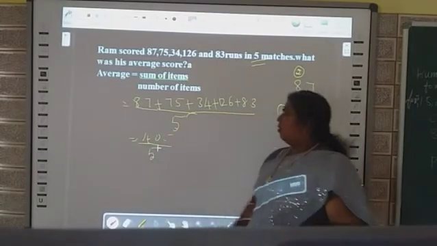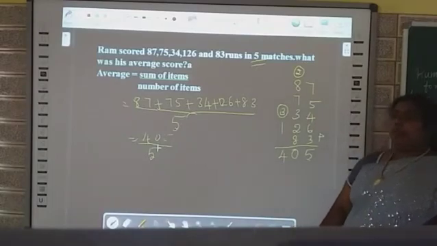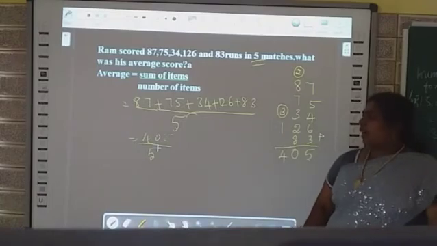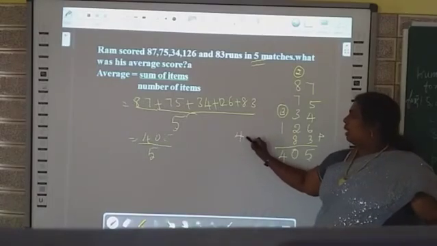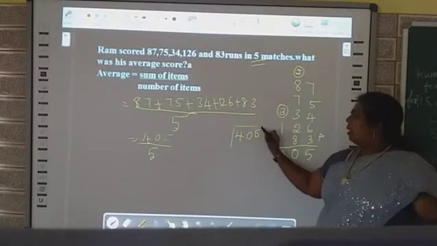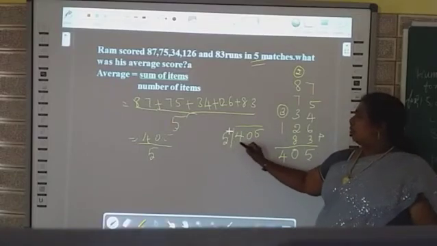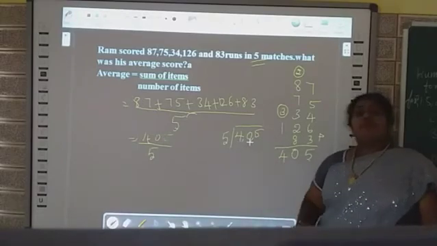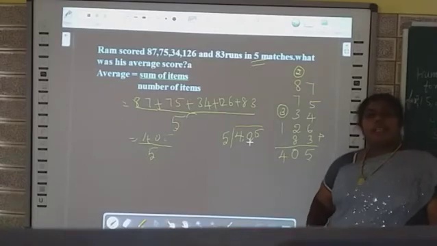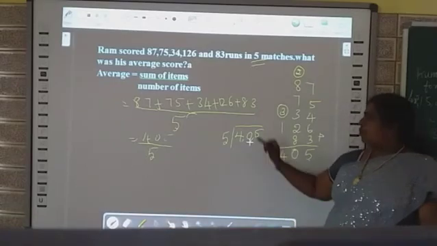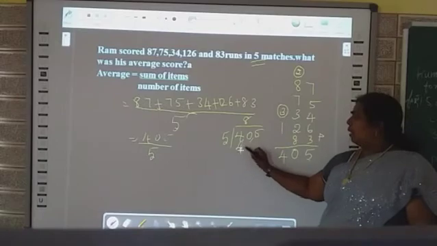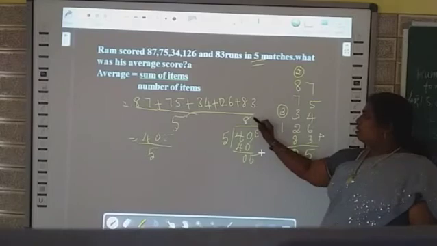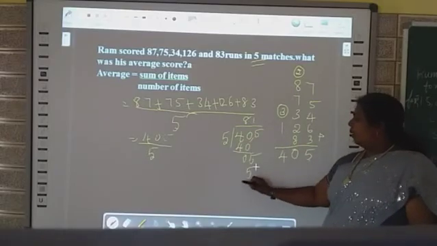405 divided by 5. Now we know how to divide these values, right? 405 divided by 5. Here we cannot divide the first digit, right? We have to use the 2 digits, that is 40. 40, how many times? 5 times 8 is 40, isn't it? 40. Then here 0, next number 5. So 5 ones are 5.